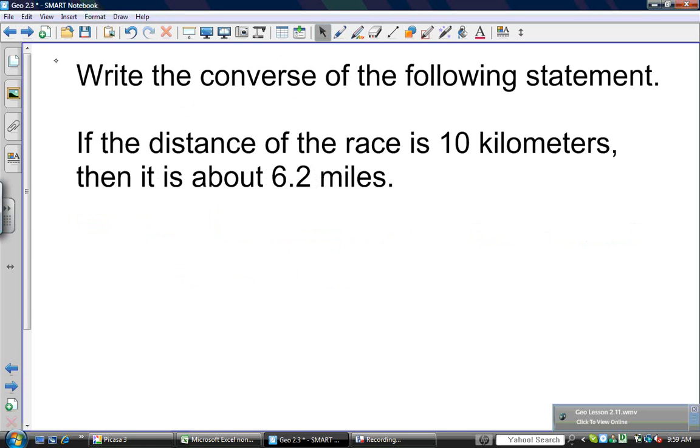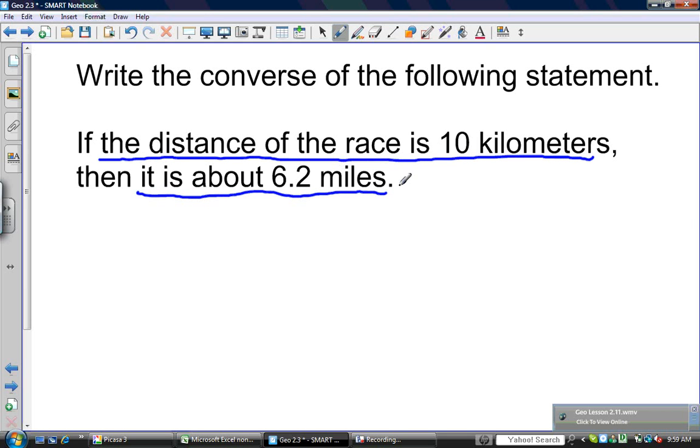Write the converse of the following statement. If the distance of the race is 10 kilometers, then it is about 6.2 miles. So after the if, we have the distance of the race, 10 kilometers, after the then, it is about 6.2 miles. Again, we have this pronoun it. It refers to the distance of the race.